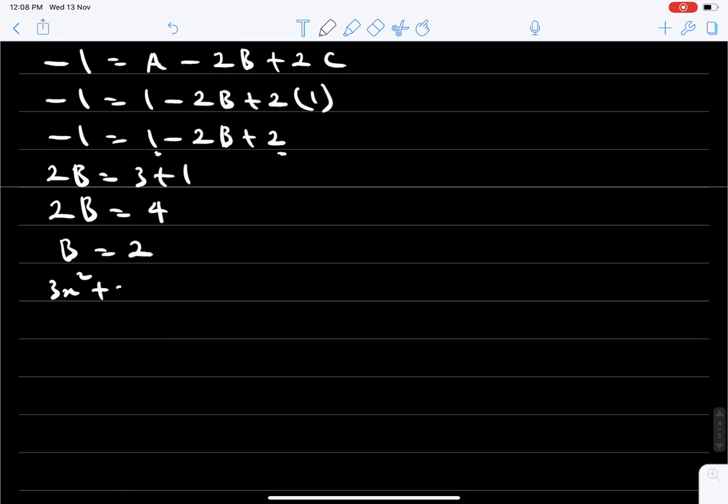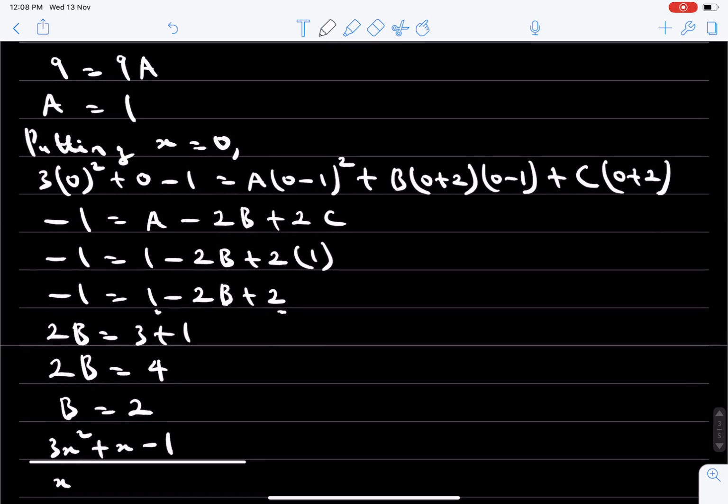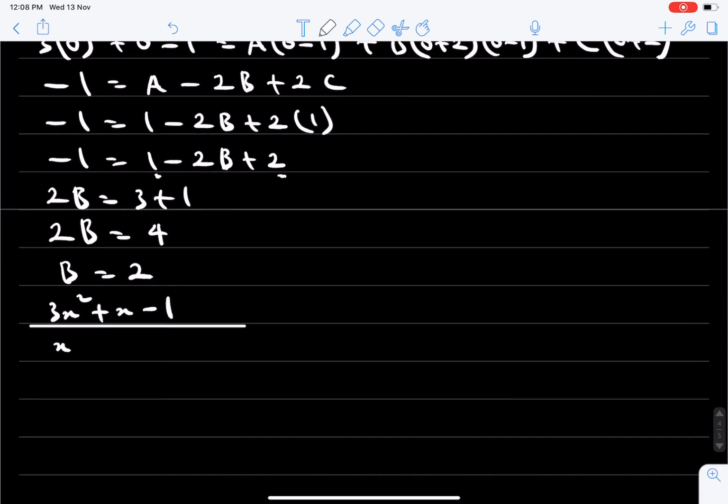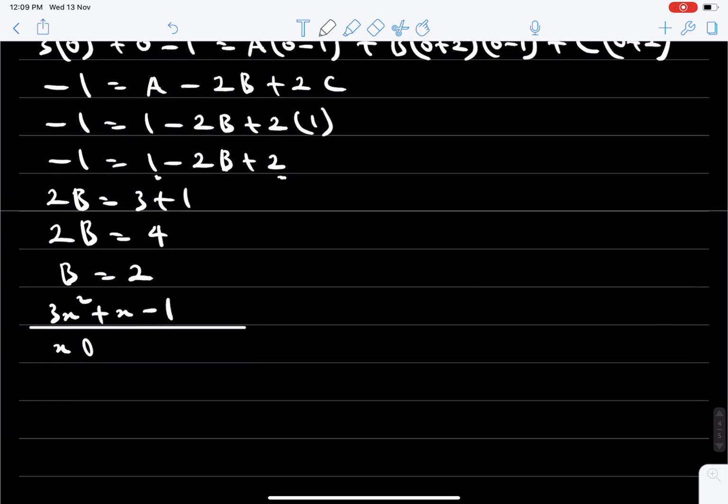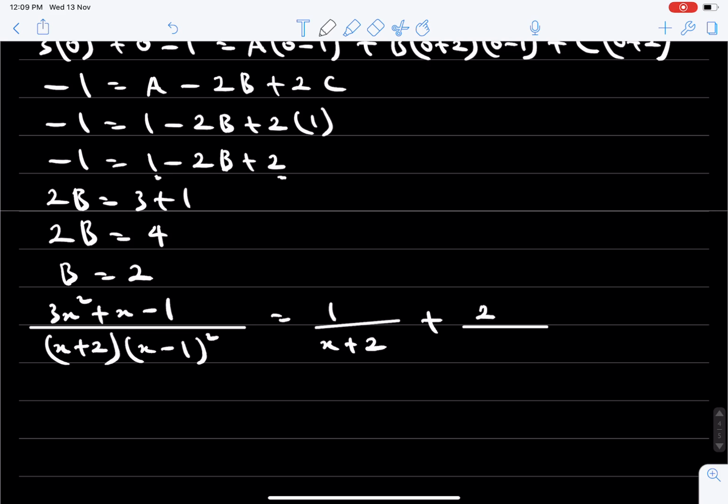3x squared plus x minus 1 over x plus 2 times x minus 1 squared is equal to A, which is 1, over x plus 2, plus B, which is 2, over x minus 1, plus C, which is also 1, over x minus 1 squared.